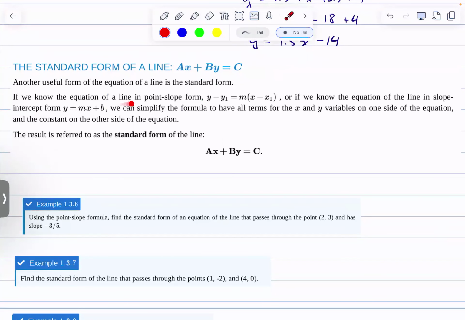So if we know the equation of a line in point slope form, like we just talked about, or if we know the equation of a line in slope intercept form, then we can move all our x's and y's over to one side of the equation and keep our constant on the other side. So all the terms for the x and y variables are on one side of the equation, and the constant is on the other side.